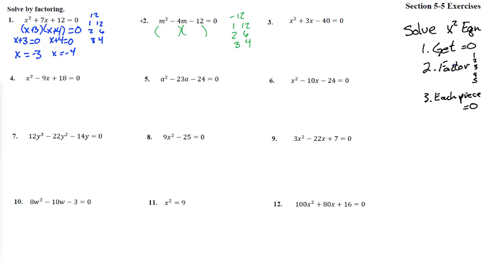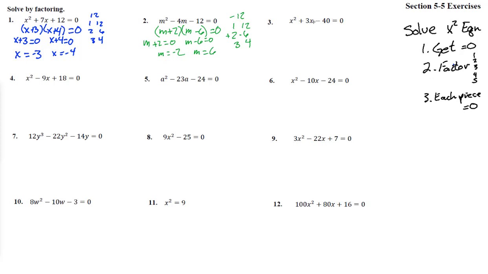And if we look at this, this is m. Let me see. It's a negative 12. We've got to add to a negative 4, so a plus 2 and a minus 6. And then set each piece equal to 0. m plus 2 equals 0 gives us m equals negative 2. m minus 6 equals 0 gives us m equals 6. And you can actually take those back and try them out, and they actually work. It's pretty cool.